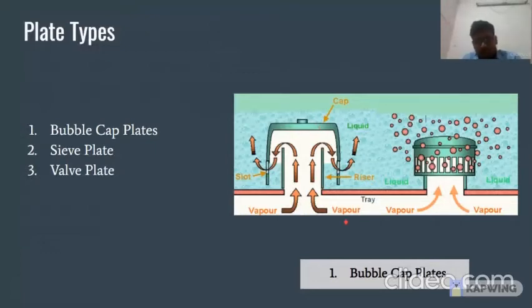How does the flow happen here? The vapor flows through the riser and then moves to the annular region between cap and riser, and then disperses into the liquid which is flowing above it. This is the mechanism followed by the bubble cap plate. Also to note, the bubble cap plate is mainly used where a higher turn down ratio is required. What is turn down ratio? Turn down ratio is the ratio of maximum operating vapor rate to the minimum allowable vapor rate below which weeping starts. Another point is that it is mainly used where there is very low liquid flow rate. Okay, we'll see the next one.